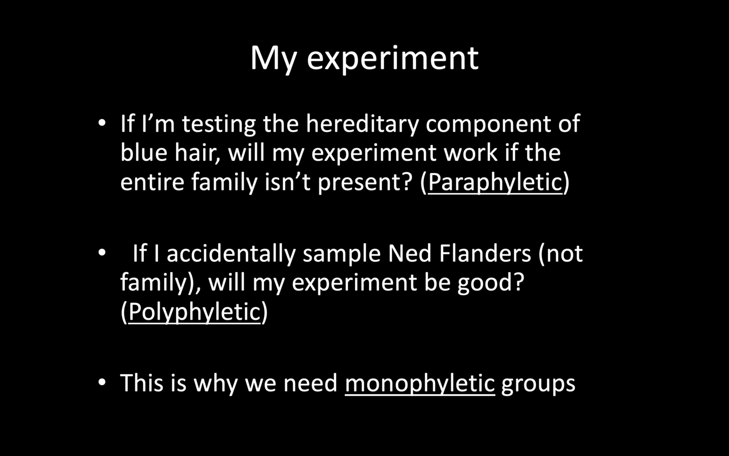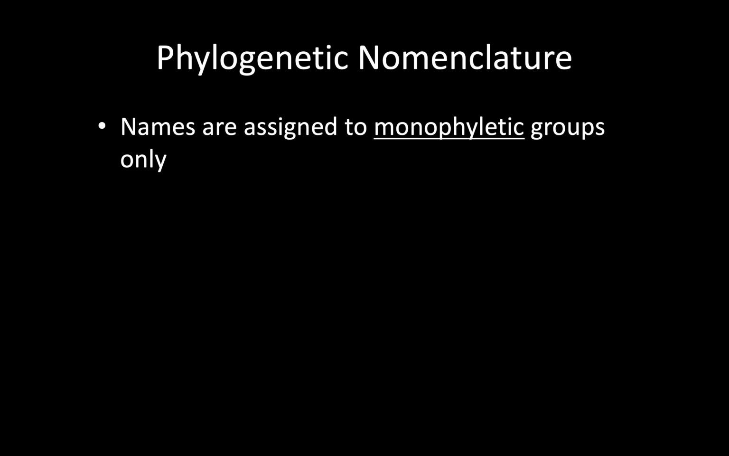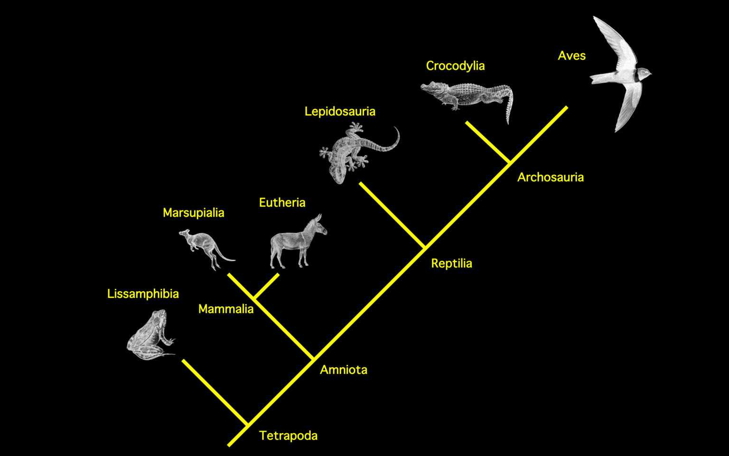Okay? So apparently I gave an example of blue hair instead of donuts. Means the exact same thing, the whole study. All right, so make sure you can go through that again and understand the point of having mono, para, or polyphyletic groups. All right, so this slide isn't so important, but we only assign names to monophyletic groups. So let's look at this tree here.